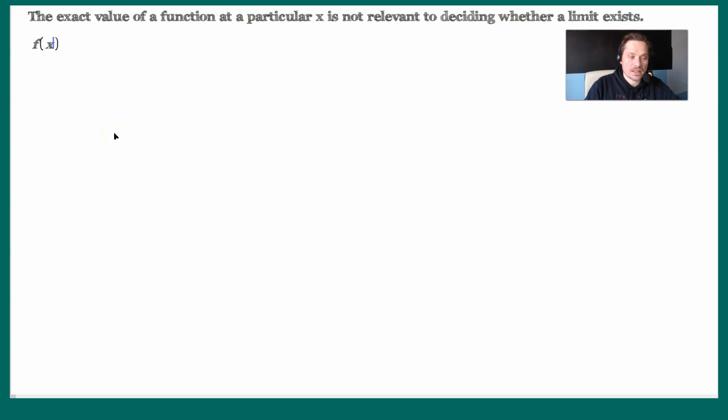So I'm going to write f of x. Remember the following: f is the name of the function, x is the input, and then f of x is the output. f of x doesn't have any other meaning than that. It just represents the output for a particular x that goes into f.